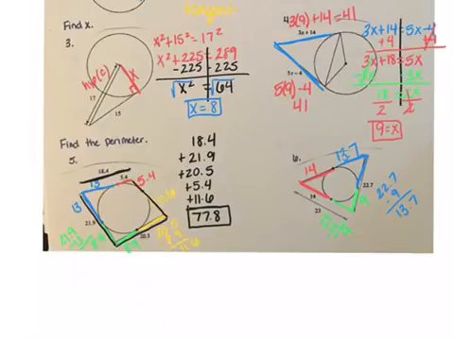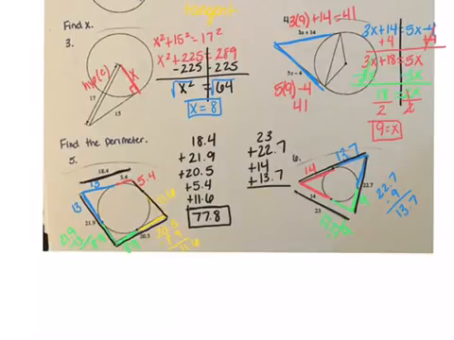Now we add it all up. We have the 23 on this side, the 22.7 here, 14, and the 13.7. We add it all up to get 73.4. So the perimeter of this figure is 73.4.